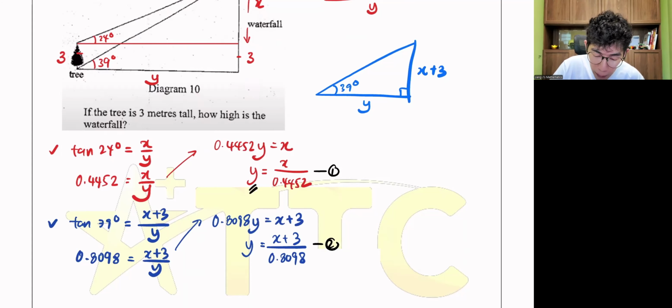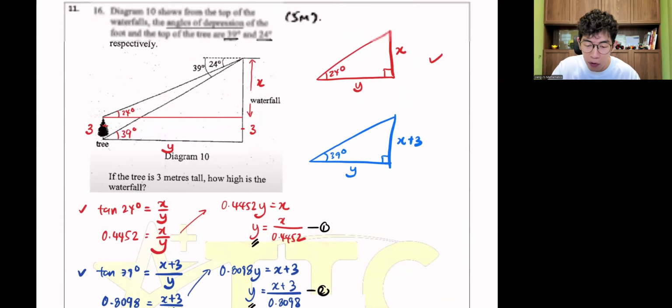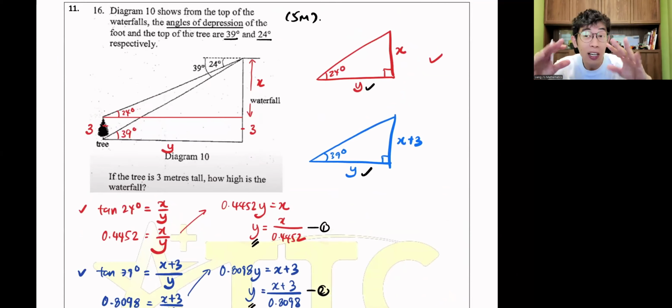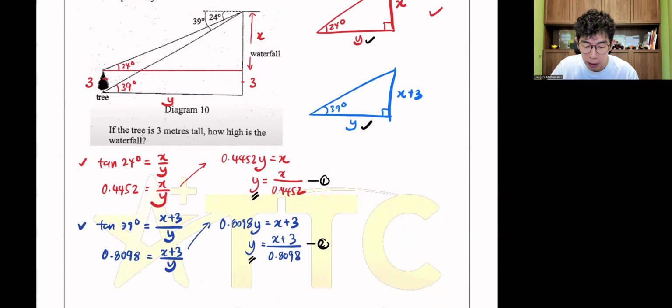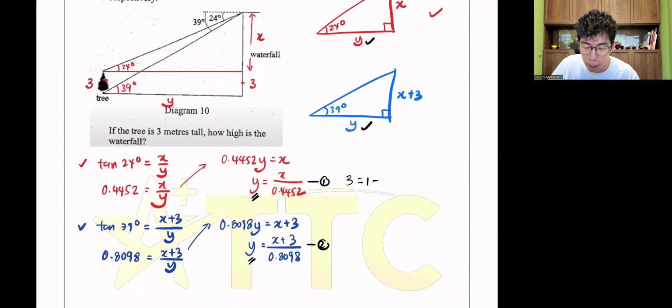And can you see I managed to get my y answer, where y is obviously the same length? That's why I can compare it. The idea is just like 3 equals 1 plus 2, 3 equals 0 plus 3. Therefore, 1 plus 2 equals 0 plus 3. This is what I'm trying to do.